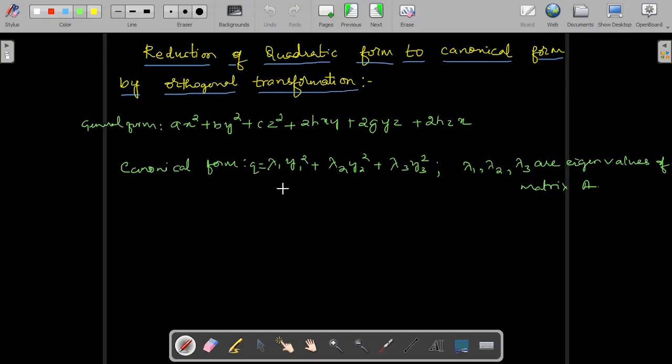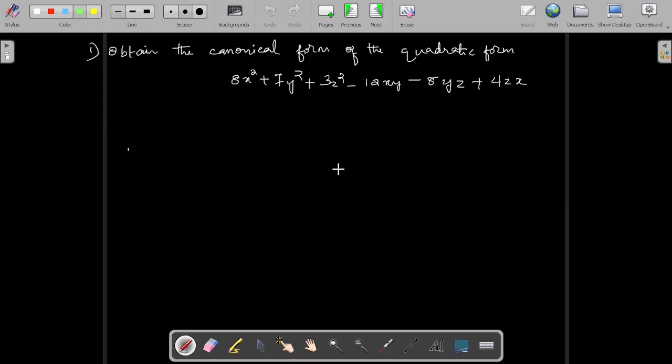So, to obtain the canonical form of a given quadratic form, first we have to write the symmetric matrix associated with the given quadratic form. Then we have to find the eigenvalues of that matrix. Finally, we can write the given quadratic form in terms of canonical form once you obtain all the eigenvalues, three eigenvalues if it is a quadratic form in three variables. Let's illustrate this with an example.